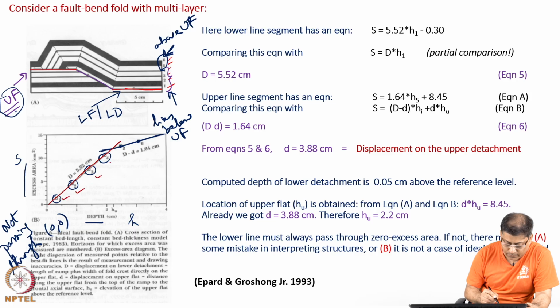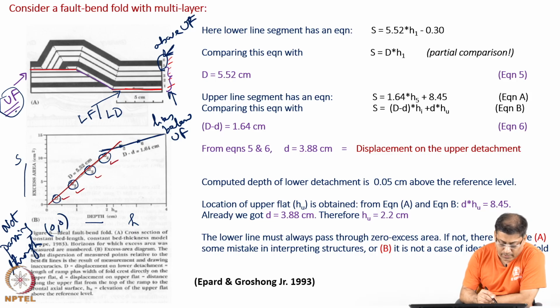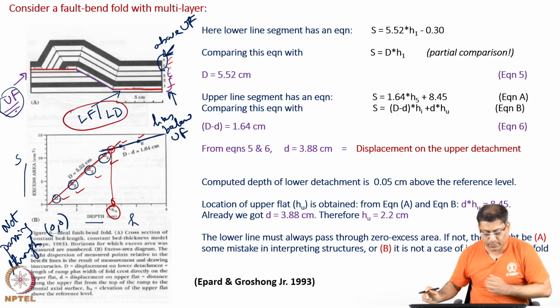Points 1, 2, 3, 4 represent lines below the upper flat, and points 5 and 6 plotted actually indicate the lines above the upper flat. Now, their intersection can be obtained here, and if I go vertically down, I will find the HU, and from there the lower flat or the lower detachment can be drawn.